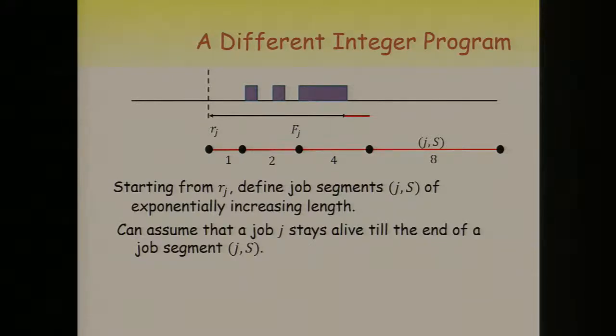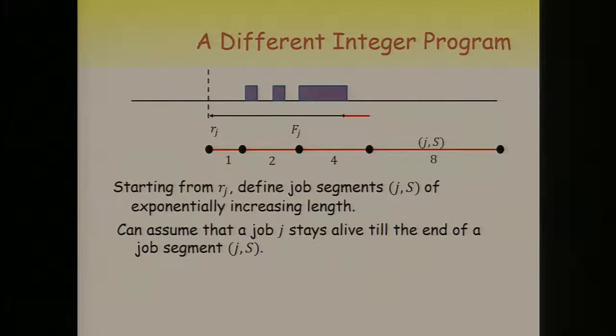If a job finishes processing here, I'm going to assume that it actually finishes at the next marker. It will only lead to a twice increase in the flow time of the job, because if you are going to be finishing here, you're going to pay this much for your waiting time. I might as well make it finish here. So this is where you lose a factor of 2 in the approximation ratio.